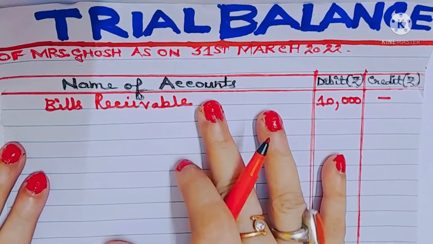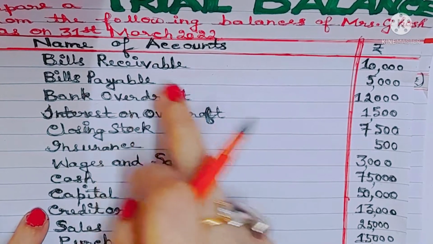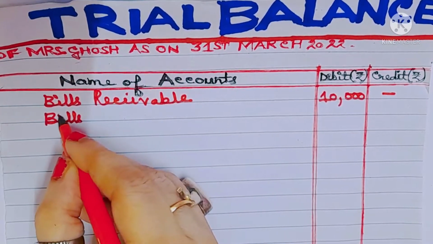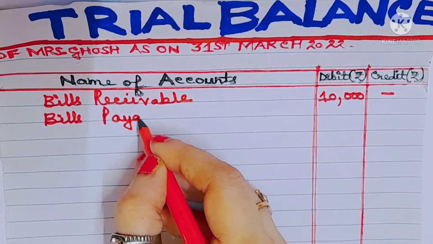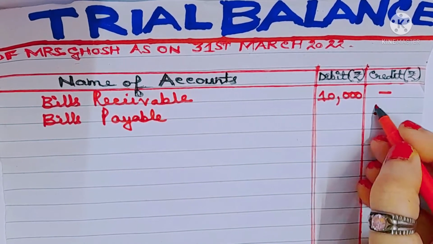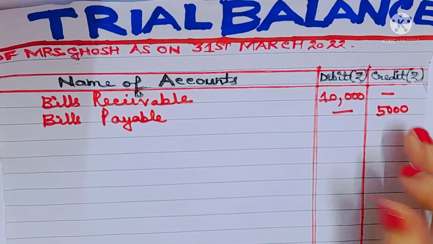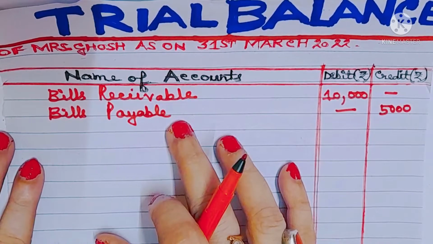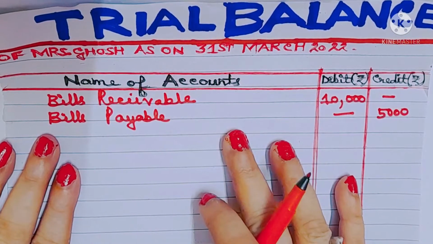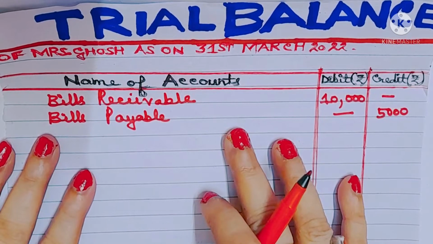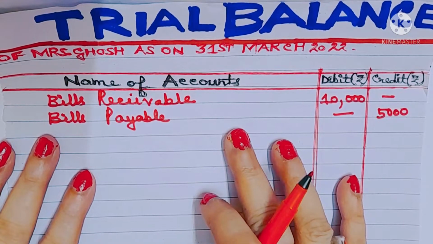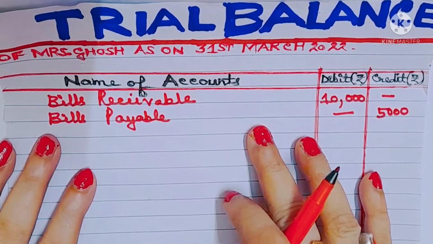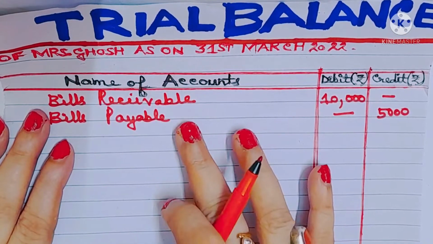Now let's see the next account. The next account is bills payable, 5,000. Let's write bills payable, $5,000. Bills payable is a credit balance, and that is the reason we have written 5,000 in the credit column. But what is bills payable? Bills payable is a legal instrument document that a certain amount of money owed by a customer to its seller will be paid at a fixed date in the future. Understood? And it is signed by the buyer.